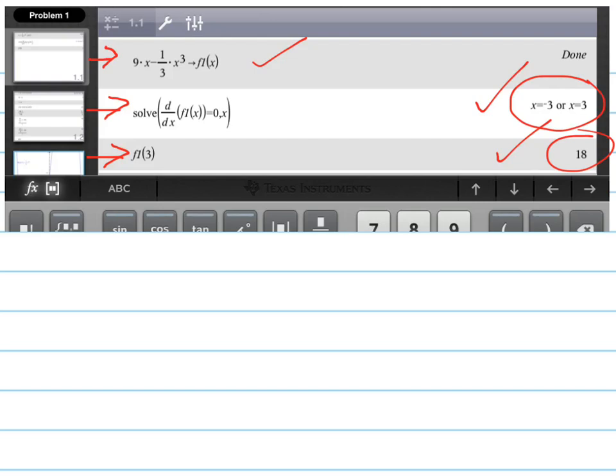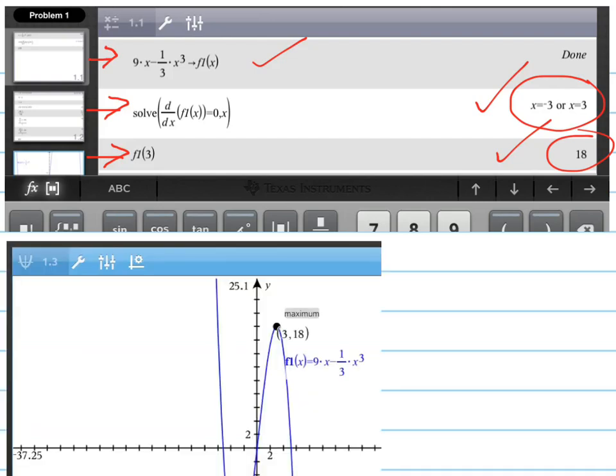Now we're going to have a look at the graph. I went over to a graph screen. You get that by doing Control I and selecting graphs. And that f1 of x will already be in the calculator's memory, and then you get the sketch of it. Then you go Analyze Graph from the menu, and you select Maximum.